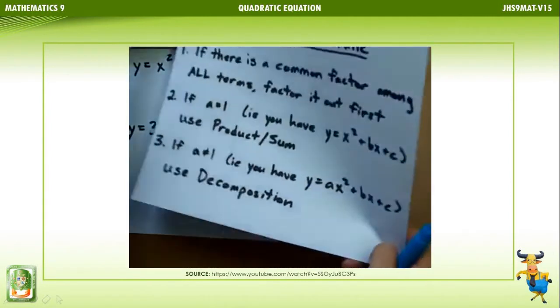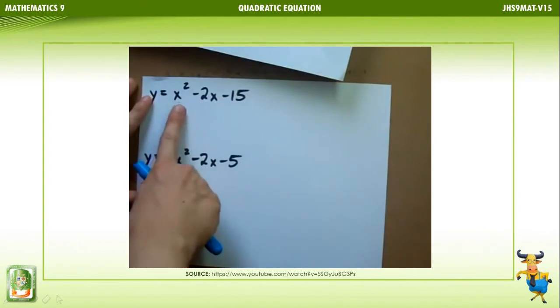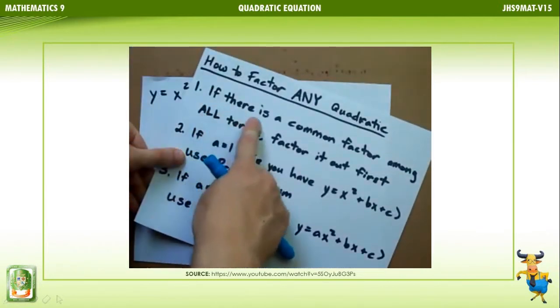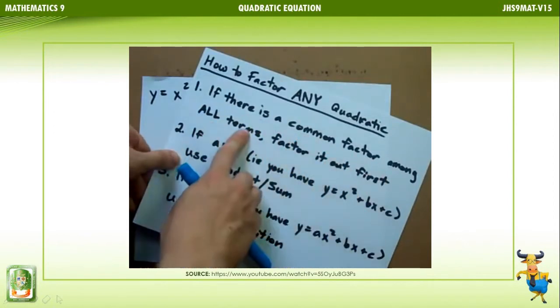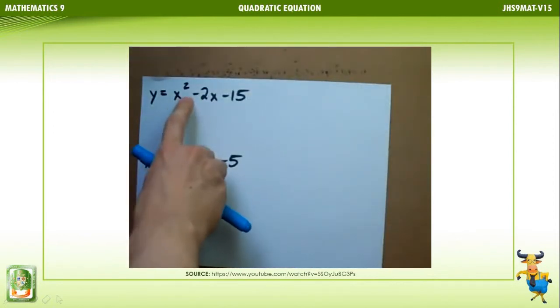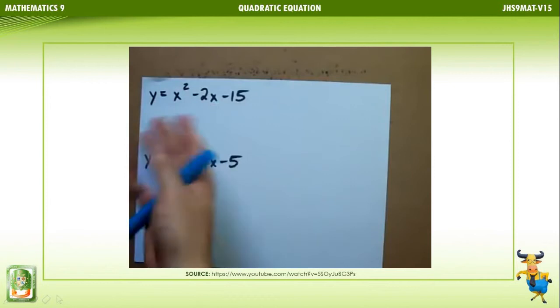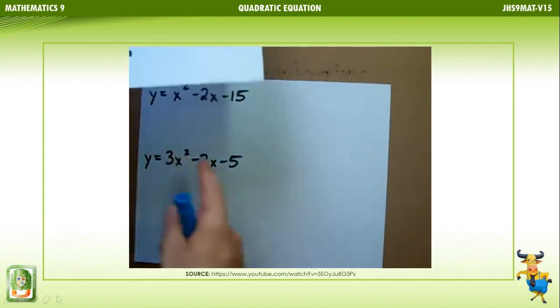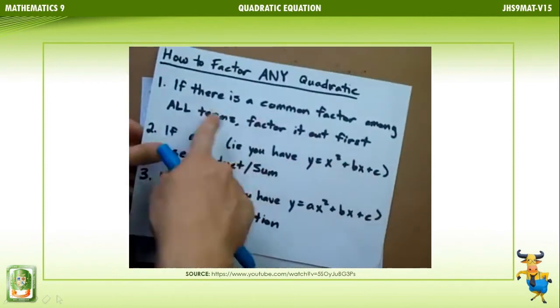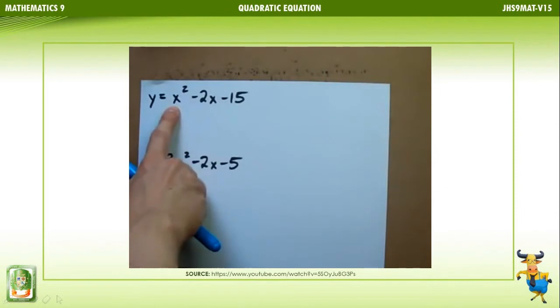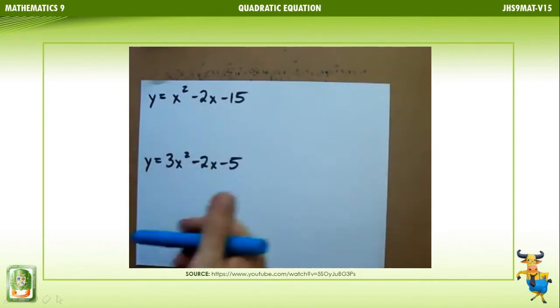The first one that I want to do it for is x squared minus 2x minus 15. Is there a common factor among all the terms? Now, x squared minus 2x minus 15. This one's missing an x, there's no 2 or anything here, so there's nothing we can pull out of all of those. There's nothing common to all of them. Next, do we have a bare x squared? Yes, we do. It's just x squared minus 2x minus 15.